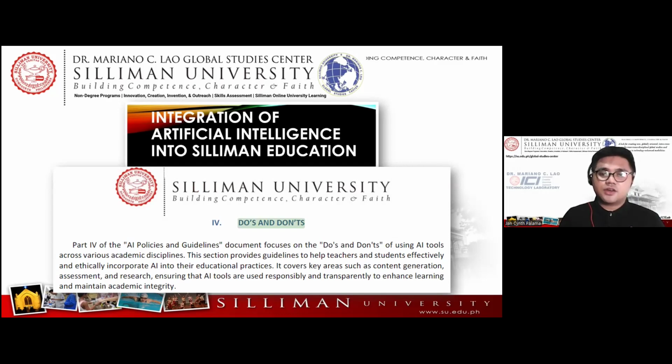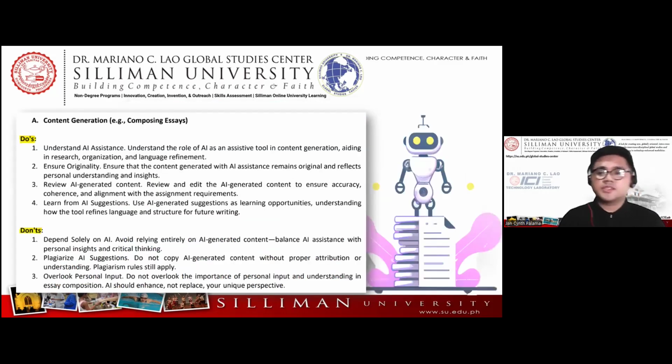This covers key areas such as content generation, and aside from content generation, do's and don'ts for assessment and do's and don'ts for research, ensuring that artificial intelligence tools are used responsibly and transparently to enhance learning and maintain what? Academic integrity. That's the function of the do's and don'ts. Now, I'd like to share with you the do's and don'ts of artificial intelligence in the classroom. Let's start with the do's.